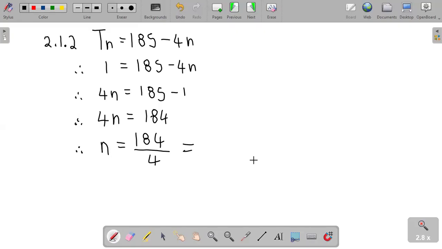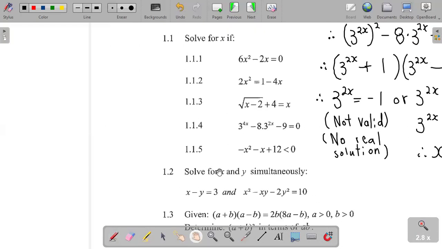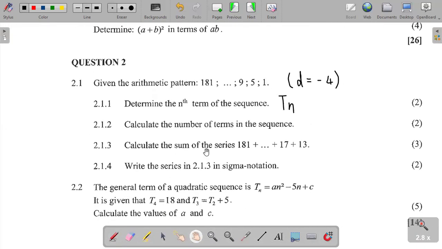Okay. So you use a calculator. So it gives me 46. Yes. So there are 46 terms, okay, in this arithmetic sequence. That's what we get for our n, okay. Then 2.1.3, what are they asking for?